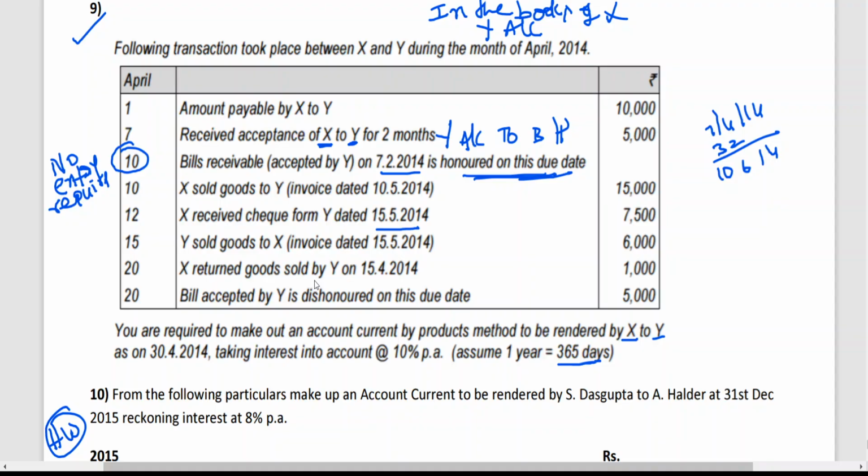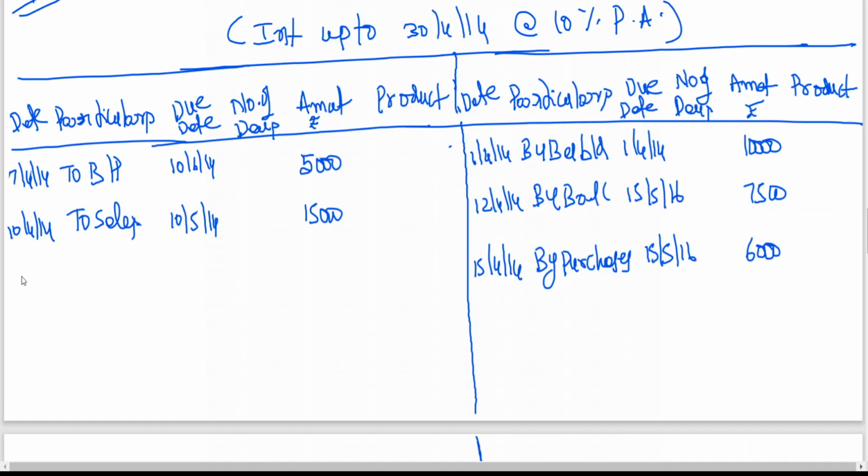X returns goods sold to Y on 15th April. X returns goods sold by Y means we have purchased goods from Y. Those goods have been returned. That is called purchase returns. Purchase returns, am I right? April 20, to purchase returns. Amount is 1000.